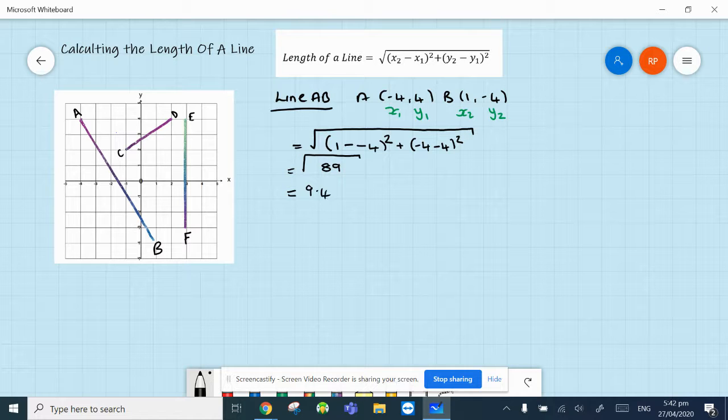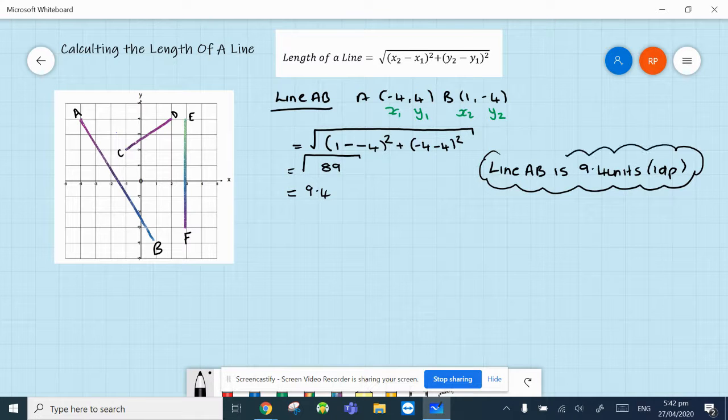Now there's no meters or centimeters, but there are units. So the way I'm going to put my answer is line AB is 9.4 units long. One decimal place is what I've rounded to. And that's going to be my answer there.